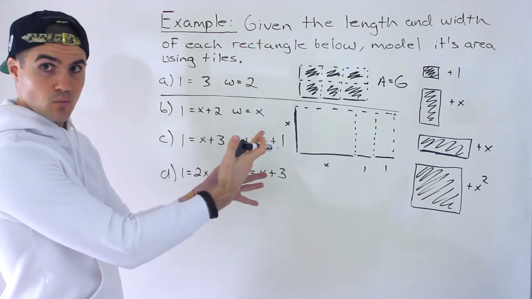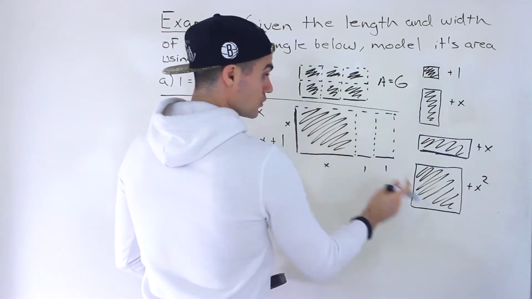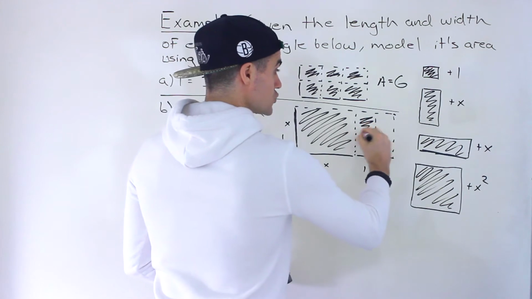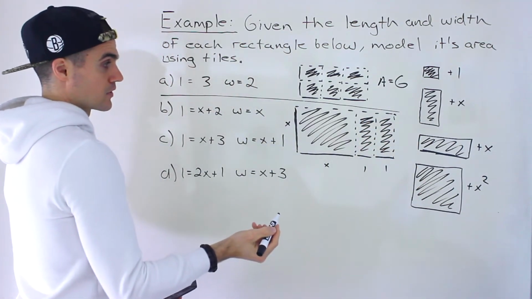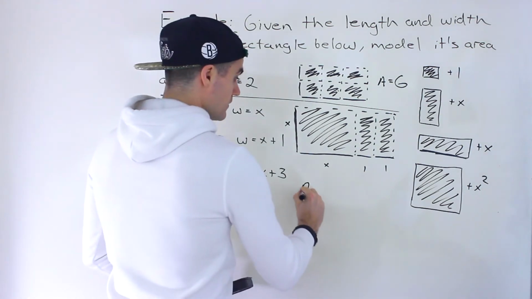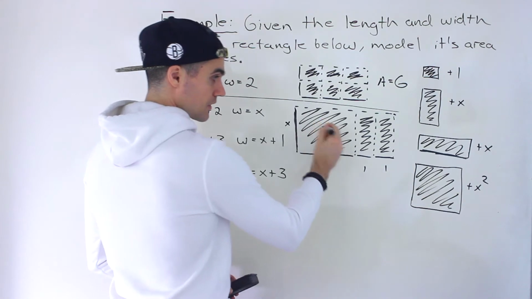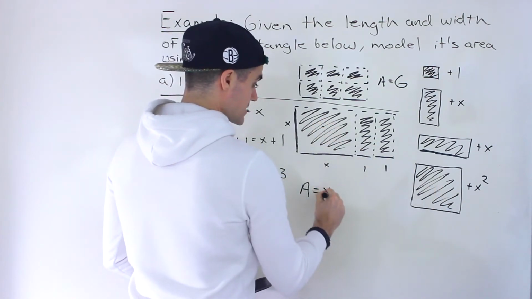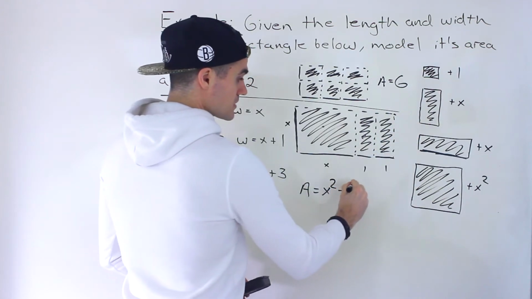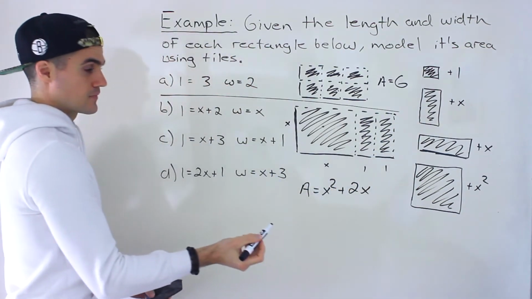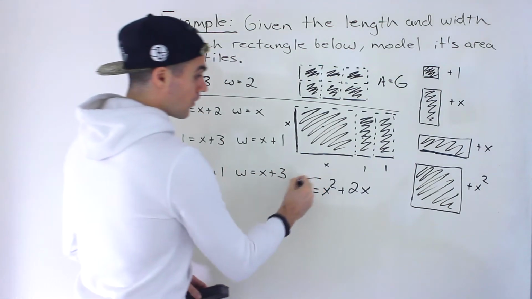And so notice, what are the shapes that it creates? Well, we have a large square, and then we have 2 rectangles. And so what the area ends up being, this square is x squared, and then we have 2 of these rectangles, which would be plus 2x. And that ends up being the answer. That ends up being the area for part B.